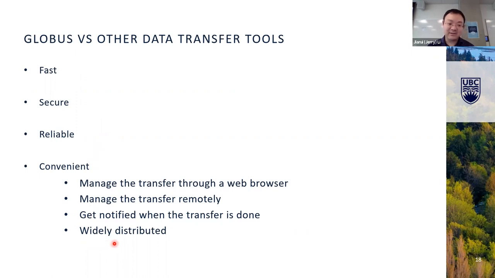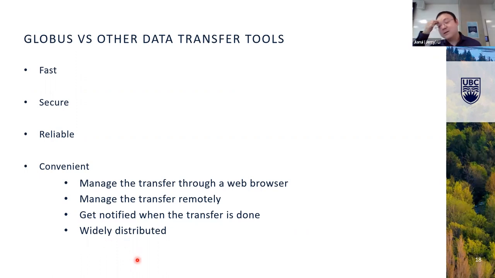And it's also convenient. For example, it can manage the transfer through a web browser. You don't need to keep your laptop on during the transfer, and it manages the transfer remotely. So if your data is in your lab computer and you want to transfer it to Chinook, you can do it anywhere in the world, as long as you have an internet connection. And you can get notified when the transfer starts, has some issues, or finishes. You can get the email from Globus, and you can check the data once you receive the email.